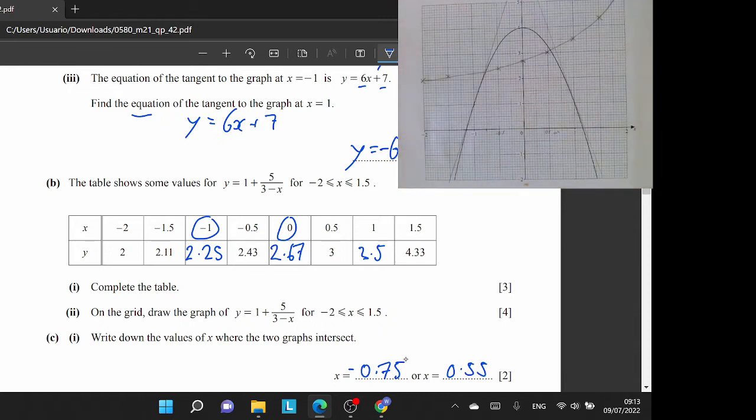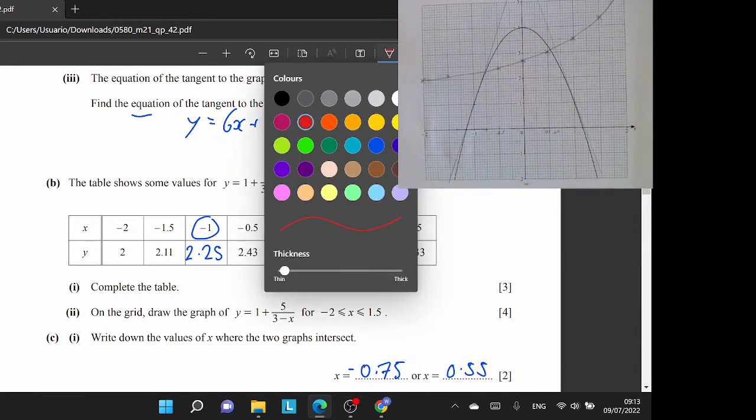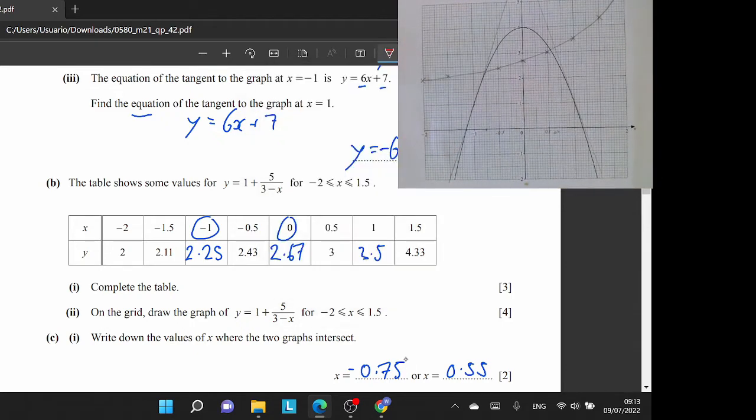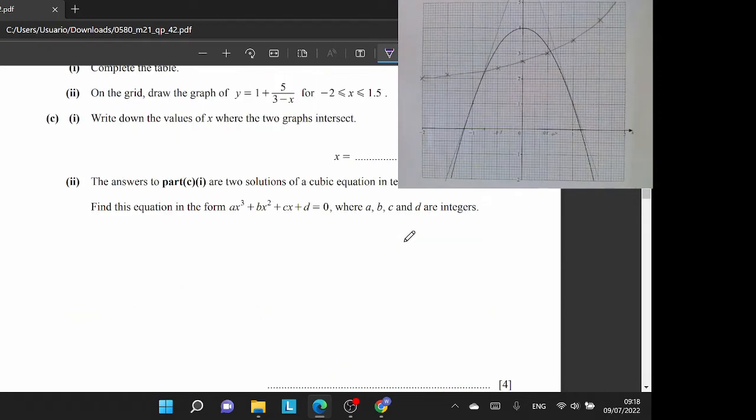On the mark scheme here, in case you haven't got the mark scheme, your values for the first one could be anything between minus 0.78 to minus 0.72, and for the second value here, anything between 0.55 to 0.59. Question 6C number 2.